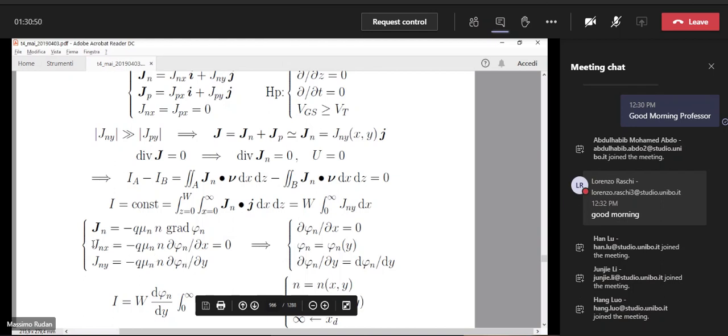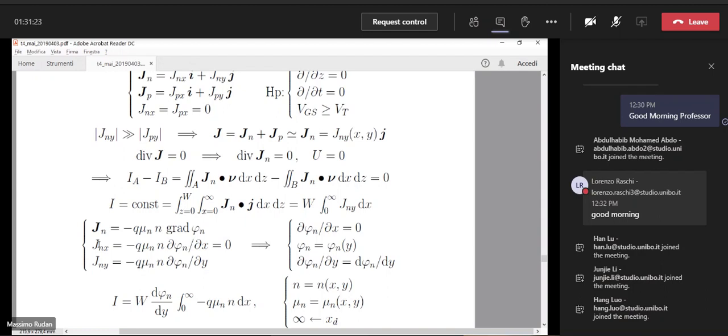The other component, that is the component along x, formally can be written, okay? Of course, it is equal to minus q mu n times the derivative of the quasi-Fermi potential with respect to x. But this component is zero, because we already observed that there is the insulator, so this current cannot cross the insulator, so it must be equal to zero.